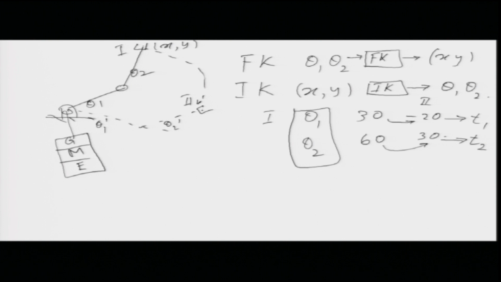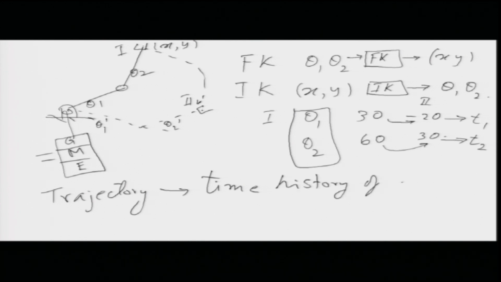Now, with this definition what we will write is a trajectory. So, trajectory is essentially a time history of position, velocity and acceleration.